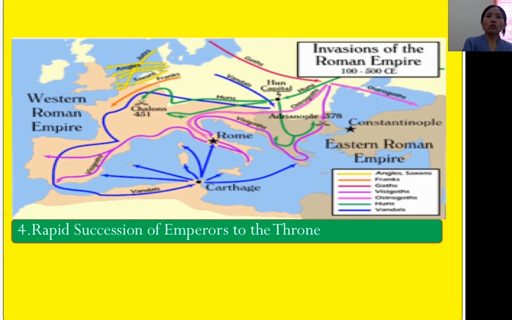And the 4th cause of the 3rd century crisis was the rapid succession of emperors to the throne. The observance of rapid succession of emperors to the throne, particularly in the 3rd century, such as by enthroning 25 emperors in 47 years, clearly indicates a clear symptom of strain faced by the Roman Empire.